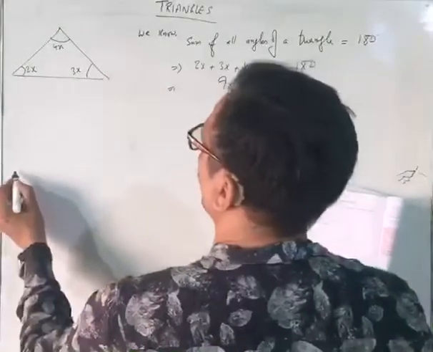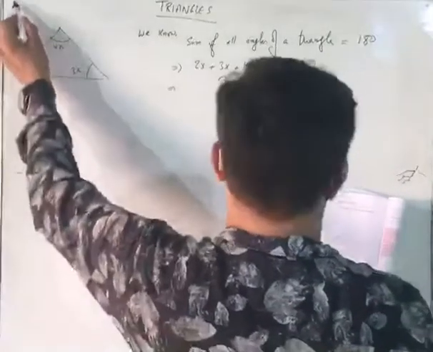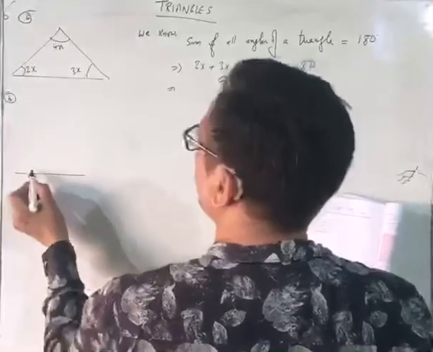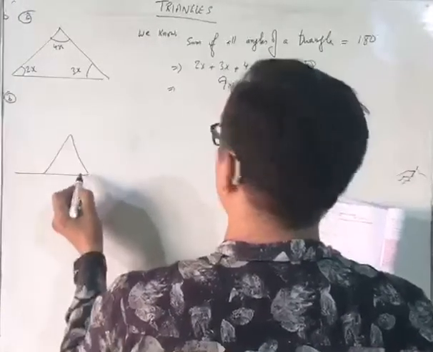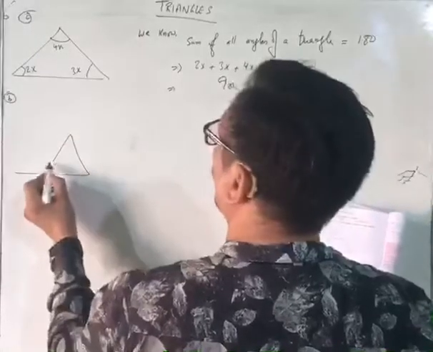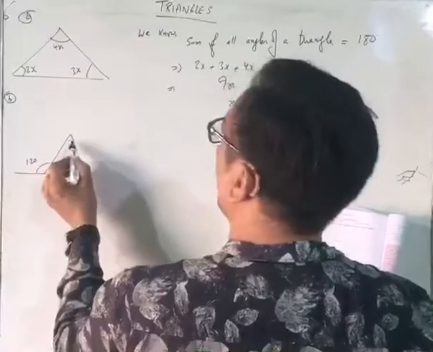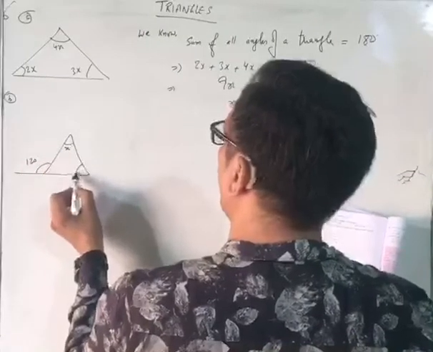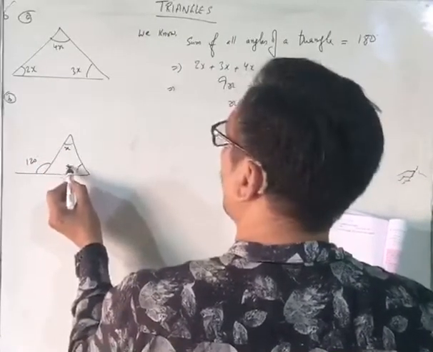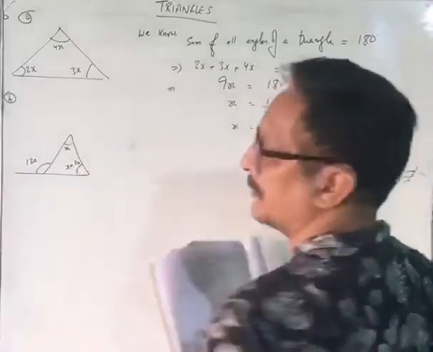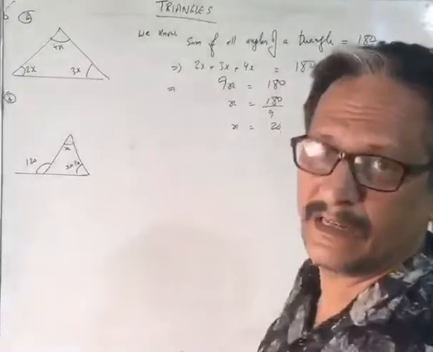This is question number 6A and this is question number 6B. Okay, so this is your question. So this is 120 degrees and this is x and this is x plus 30. So in this figure you have to see that exterior angle is given here.